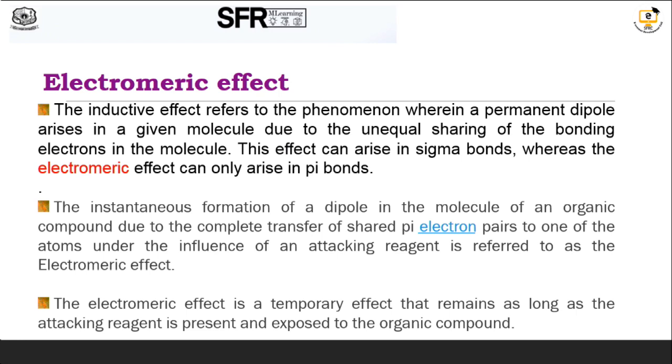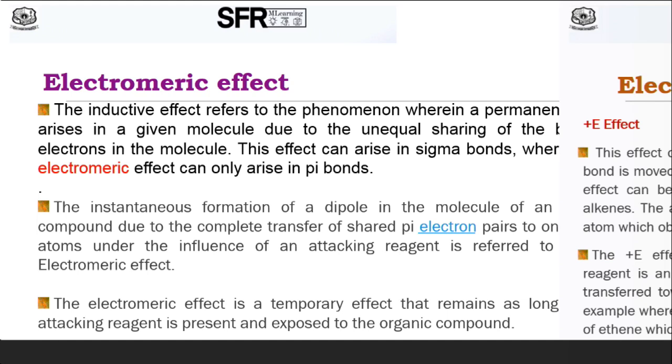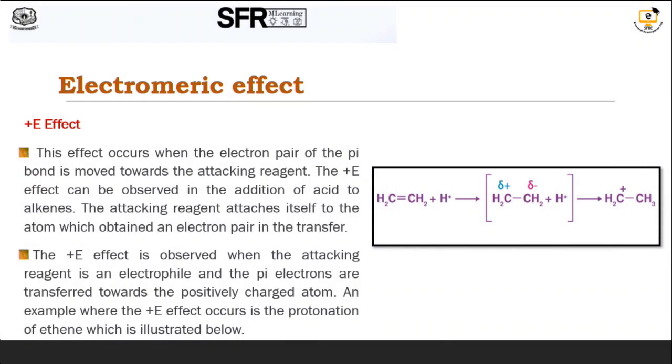Actually, it is an instantaneous formation of a dipole within the molecule of an organic compound, and this is shared by the pi electron pairs among the bonds. This effect is a temporary effect that remains as long as the attacking reagent is present when exposed to another compound. And we have 2 different effects, plus E effect and minus E effect.